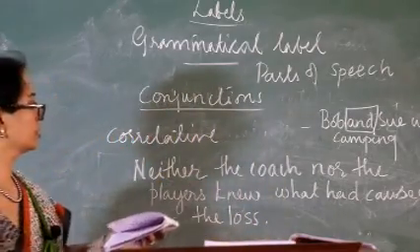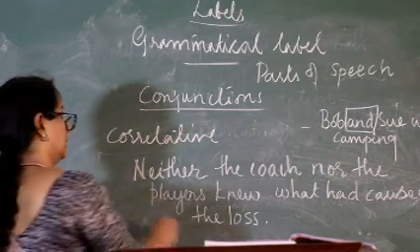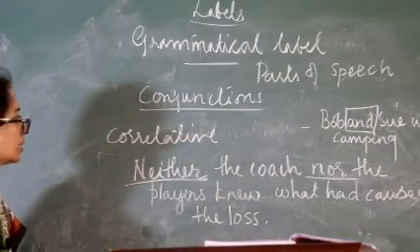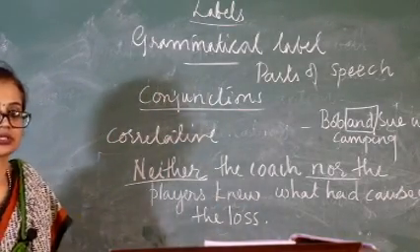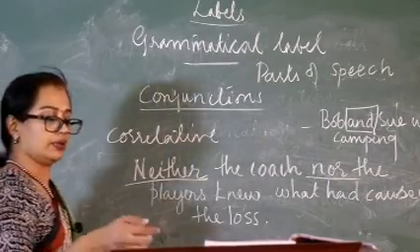Like for instance, neither the coach nor the players knew what caused the loss. Neither nor. These are correlative conjunctions. They are pairs. They come together.